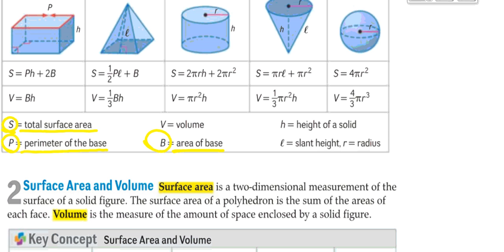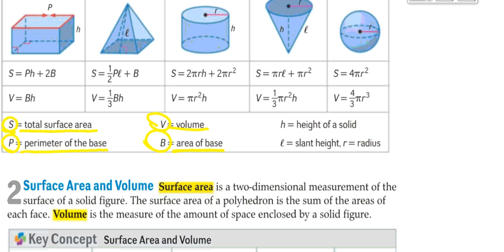Capital B is the area of the base, and keep in mind, if I have these shapes right here, the bases have different shapes. So this base is a hexagon. This base is a rectangle. This base is a triangle, and this base is a square. So when it says the area of the base, that means whatever shape that is, and we learned how to find areas of polygons a couple sections ago, and so you can refer to those.